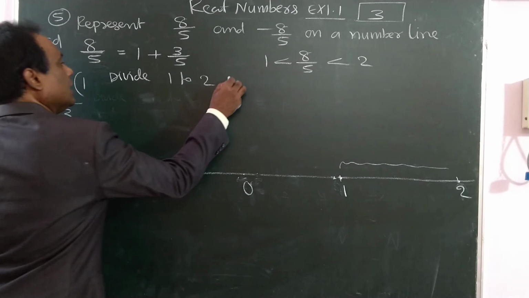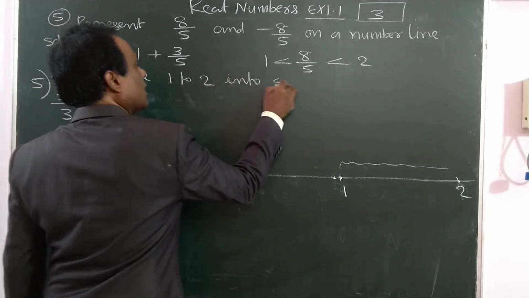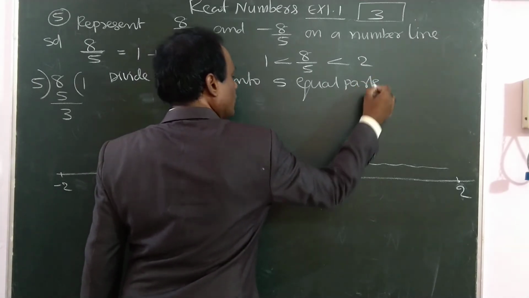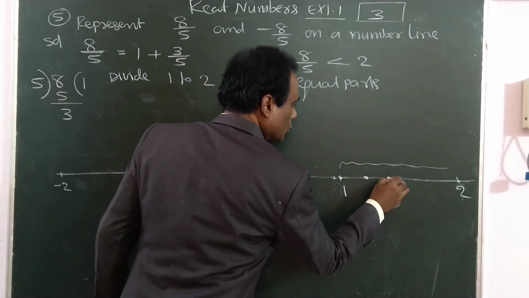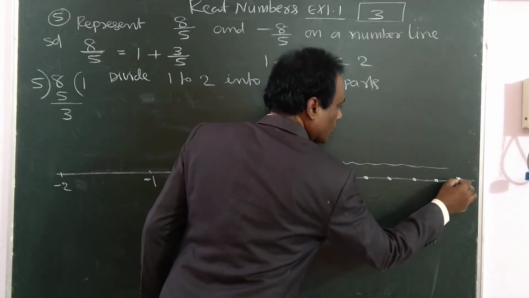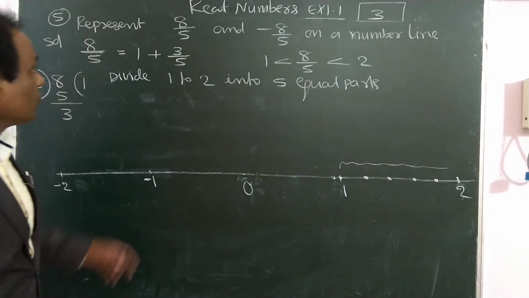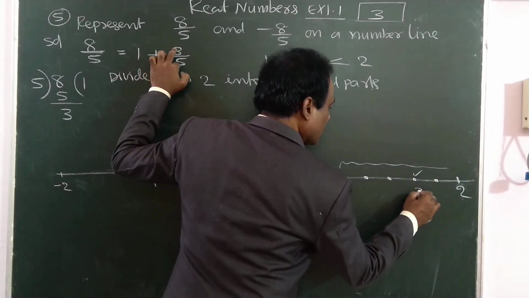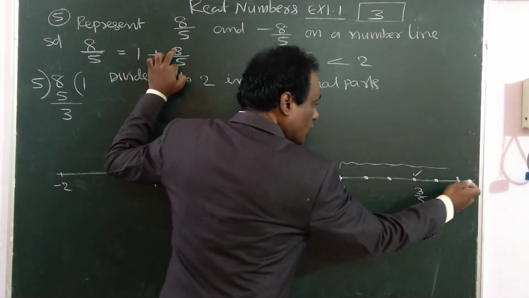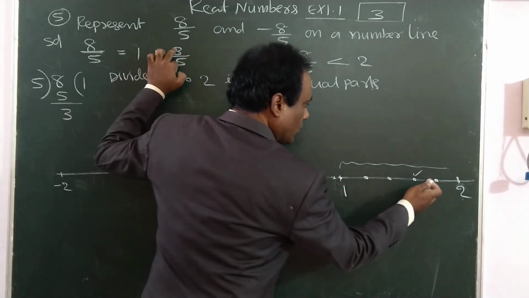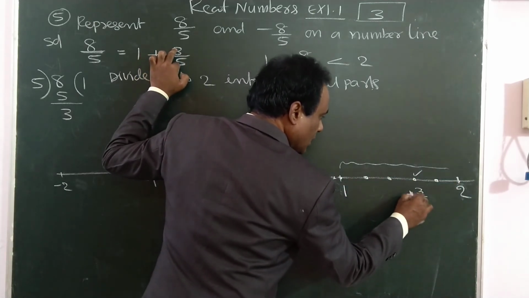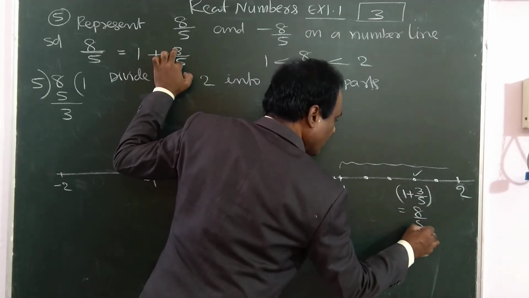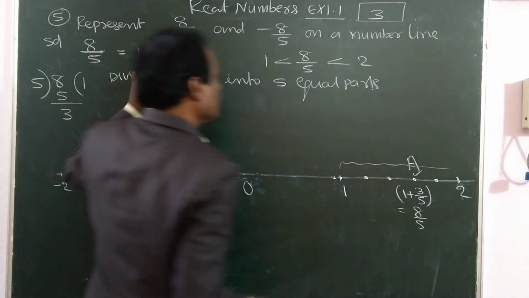Divide 1 to 2 into 5 equal parts. 1, 2, 3, 4, 5. Which part do we have to take? The third part. 1, 2, 3. This is the third part out of 5 parts. It is greater than 1, which means 1 plus 3 by 5, which is 8 by 5, which is the required number.